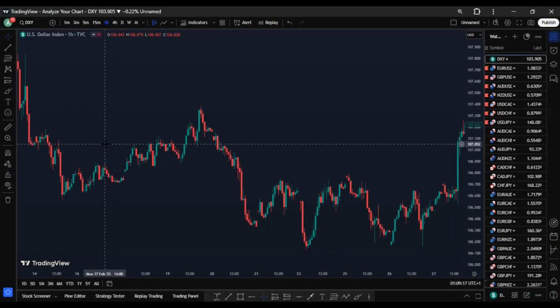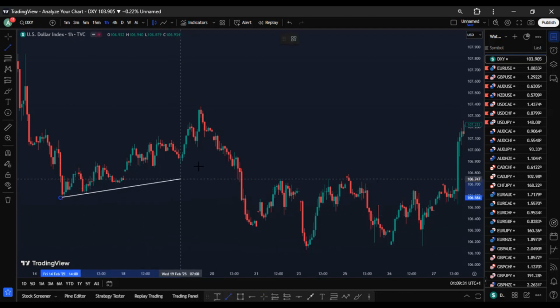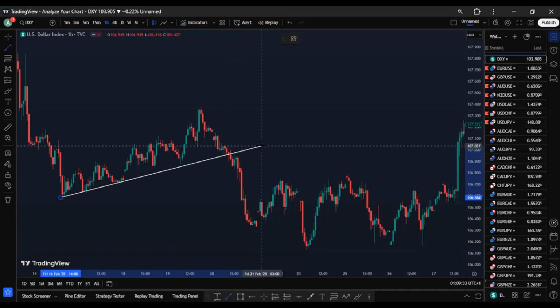So over here, we are going to be looking at how to draw channels on the price chart. So this is a bullish trend here. So as you can see, we are currently in a bullish trend. Now to draw a bullish channel, you need to first of all draw the trend line. That is the trend line for the bullish trend.